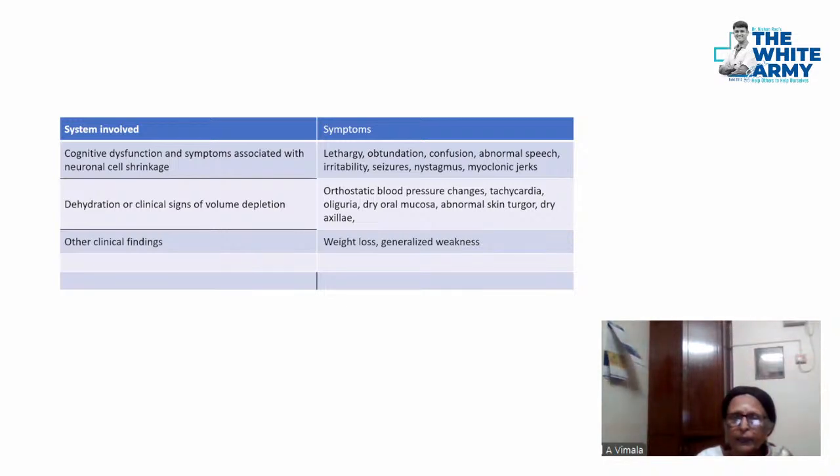So there will be clinical signs of volume depletion. We also discussed this when we discussed the fluid therapy. The earliest signs are postural hypotension, postural tachycardia, persistent hypotension, persistent tachycardia. Patient may develop dry oral mucosa, abnormal skin turgor, increased longitudinal furrowing of the tongue, and oliguria. If you are able to monitor with the bed weighing machine, there will be weight loss and generalized weakness.